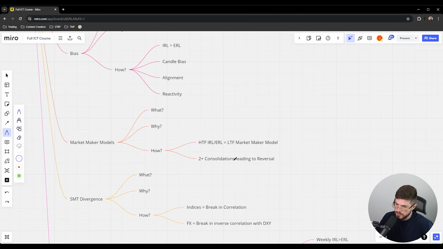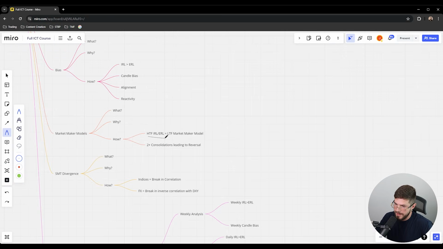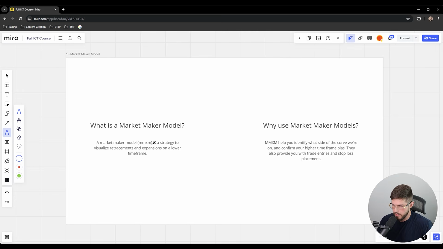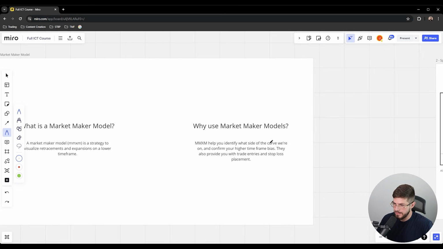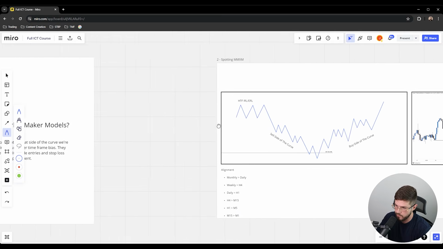Now, all it is is two consolidations leading into a reversal aligning with this. I can't stress enough how the context is the most important part, because if not, you're just trading patterns, and we are not pattern traders, okay? So a market maker model is just a strategy to visualize retracements and expansions on a lower time frame. The reason we use them is they identify what side of the curve you're on and confirm your higher time frame bias. Now, they help you with trade entries and stop loss placement as well.